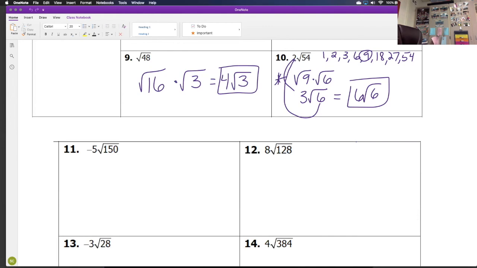No, I want you to go over here. There's a square root button in there. Use it. I'll show you in a second. If you don't know where the square root button is in Canvas, I'll show you on the board in just a second.